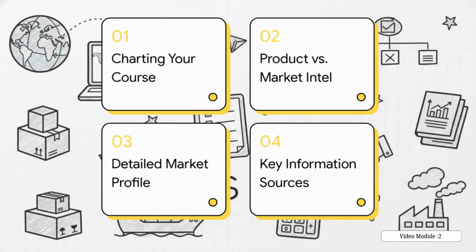All right, so to help you get those answers, here's a quick look at our roadmap. We'll start with the basics of charting your course, then we'll get into the two main types of intelligence you'll need. After that, we'll walk through building a detailed market profile, and finally, we'll reveal the key sources where you can find all this amazing data.